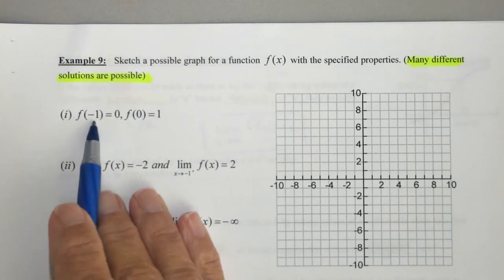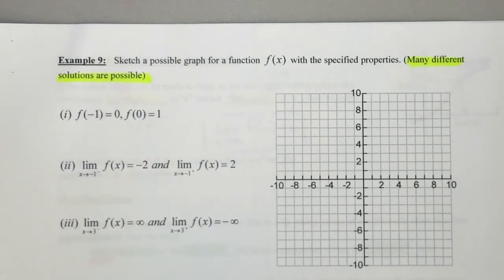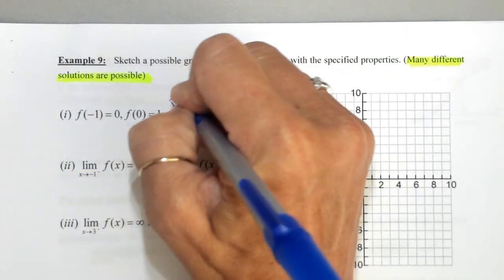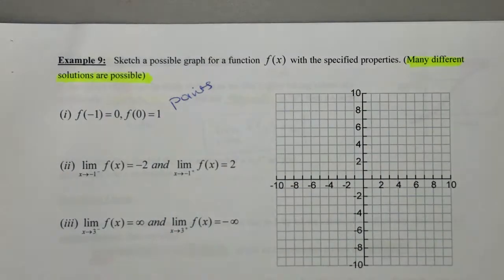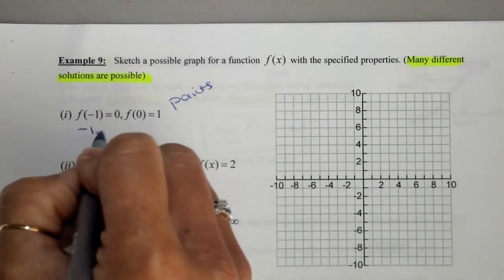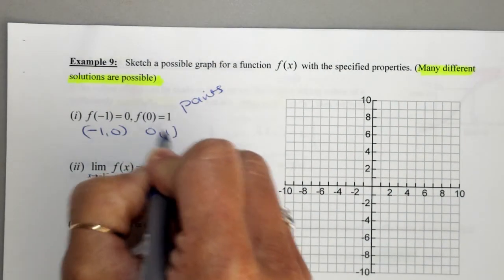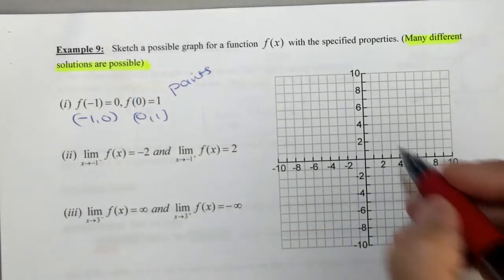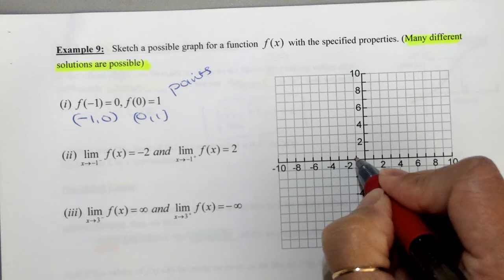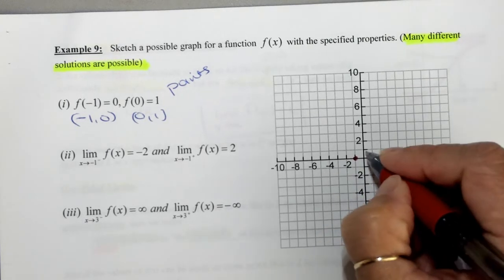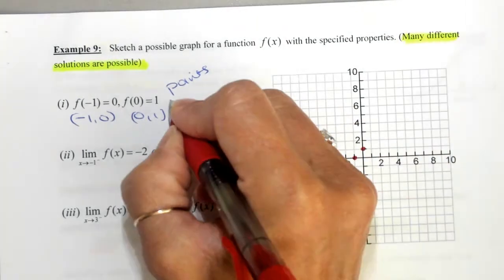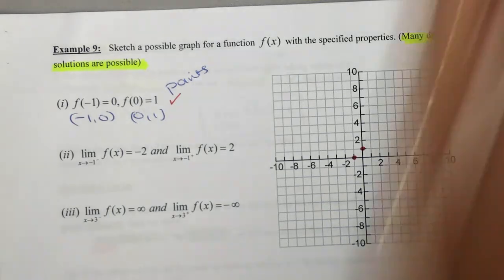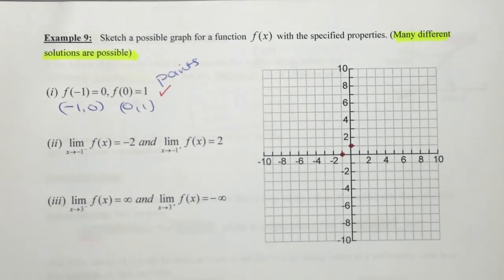Okay, so what we want to look at here is what each piece is. Here we have f of negative 1 is equal to 0, f of 0 is equal to 1. What is that? Yeah, these are points. So what this means is we have negative 1, 0, and 0, 1. So I am definitely going to plot these. Those are easy. So we're done with that. Most likely we will not have to go back and check. Do you agree?